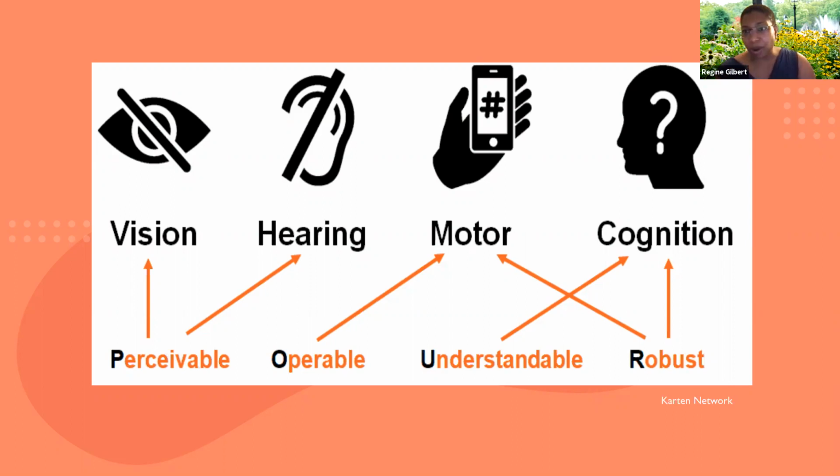POUR. Pour. And for perceivable, this means when you are working on anything for the web, these are the things that you should have. So for perceivable, you should make sure you're covering vision and hearing. For operable, motor. For understandable, cognition. And robust is cognition and motor.